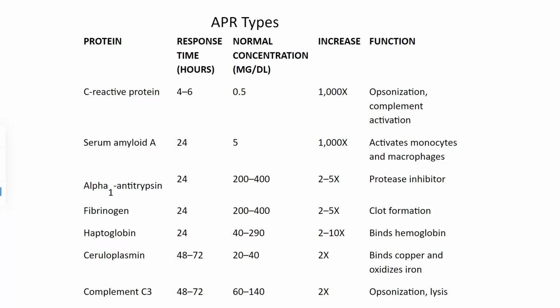So this is a table of some of the common APRs. The most common one that is tested for in the blood and is associated with inflammation is going to be this C-reactive protein. So if you see high levels of C-reactive protein, sometimes that means that yes, there's inflammation going on. Sometimes it's not inflammation. But if we see elevated levels and we know that the patient has an infection, then it kind of makes sense to laboratory scientists.